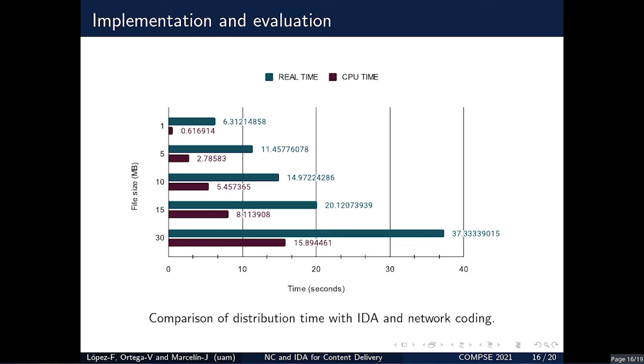Now this graph exposes the cost of combining IDA and network coding. We can observe that the transmission of a 1 megabyte vector requires a processor time of 0.616914 seconds, while the total real time is 6.31214858 seconds.